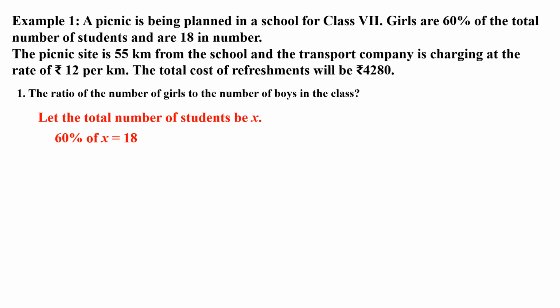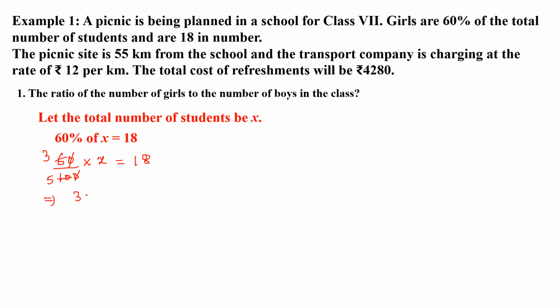So 60% means out of 100, so 60% means 60 by 100. Of means multiplication, and then you have to multiply by X. This will give the value as 18. Now you can reduce it. So 2 times 3, 2 times 5, and now we have to solve it.